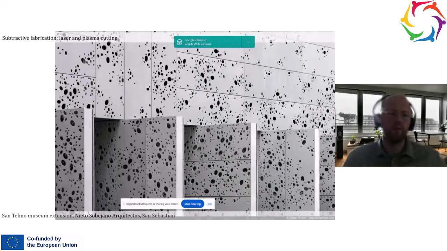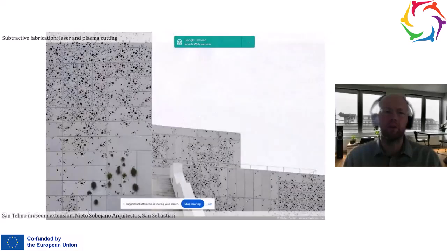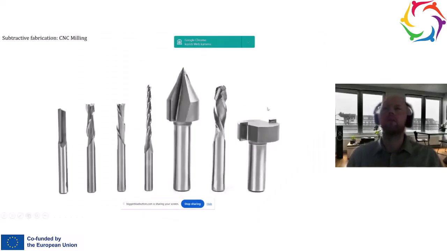For example, this museum extension designed by Nieto Sobejano Arquitectos in San Sebastian, in the historical center of this city. They created an extension of the San Telmo Museum that is a metal facade with a lot of perforation that creates some intriguing patterns on the facade. So by removing materials, we can get some interesting details.